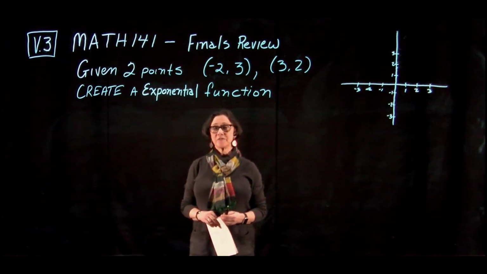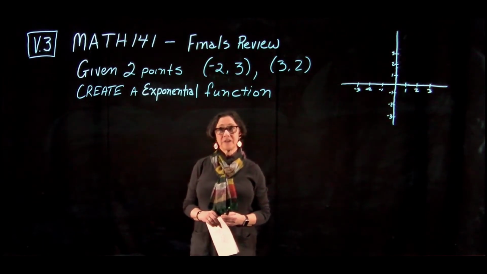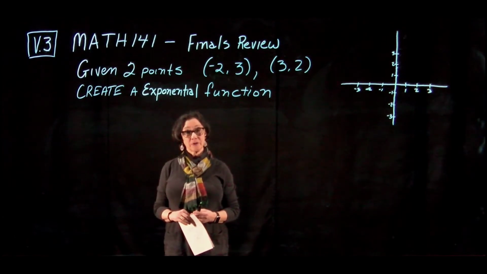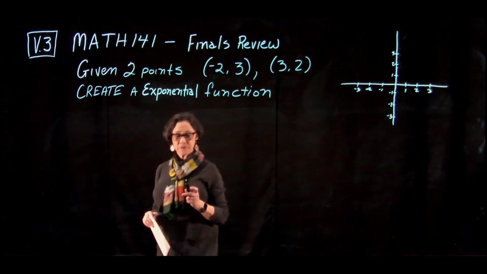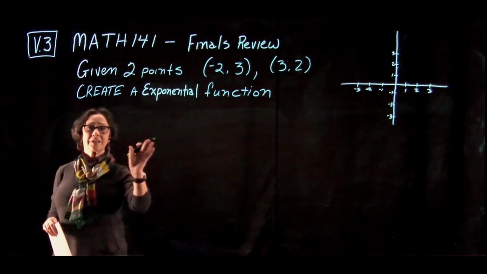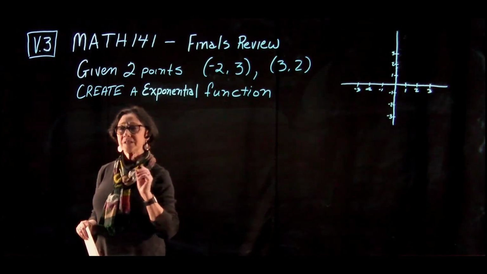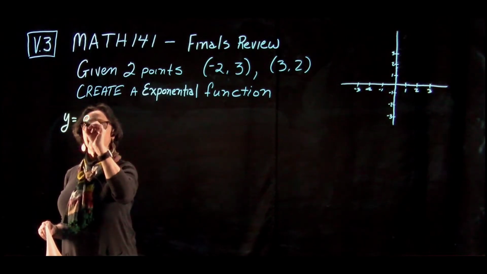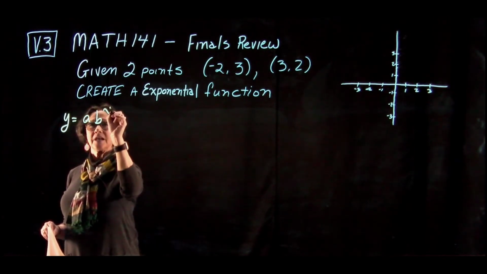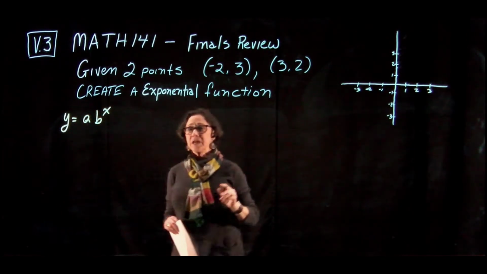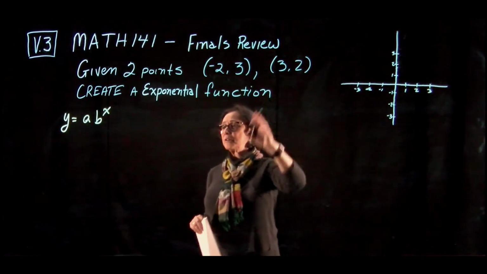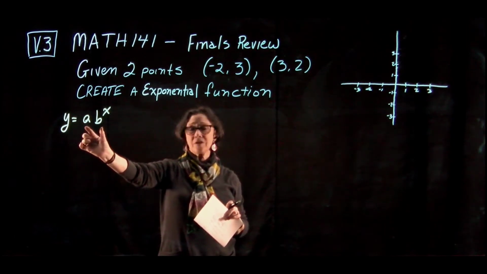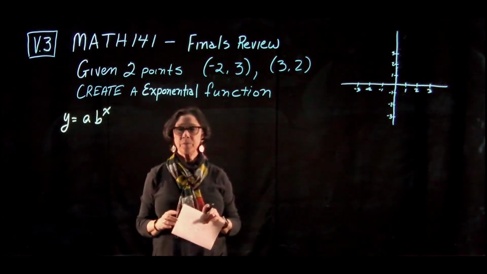This is the third video from Math 141 Finals Review. Given 2 points, we're going to create an exponential function. The first thing we need when creating an exponential function is our basic equation: y equals ab raised to the x. Because we have 2 points, we're able to substitute in for our x and y, which will allow us to solve for our a and our b variables.